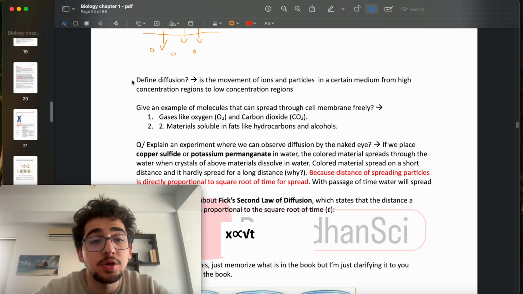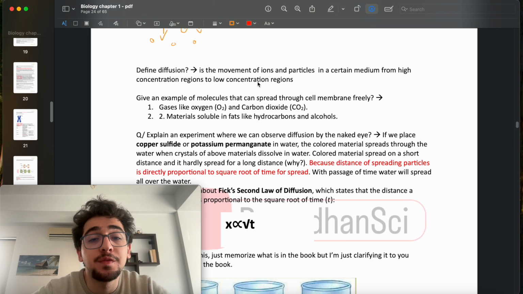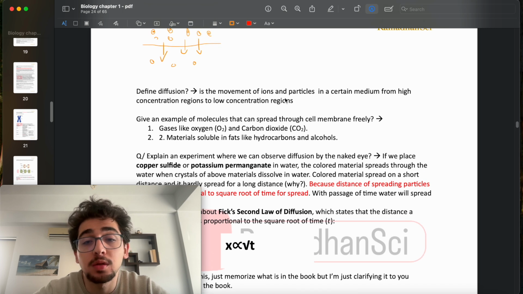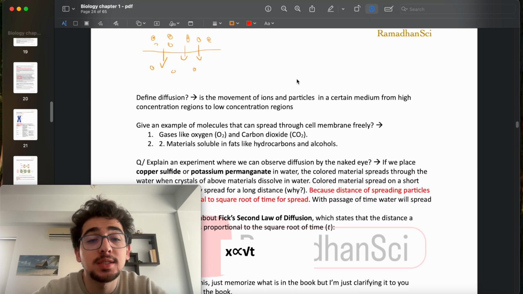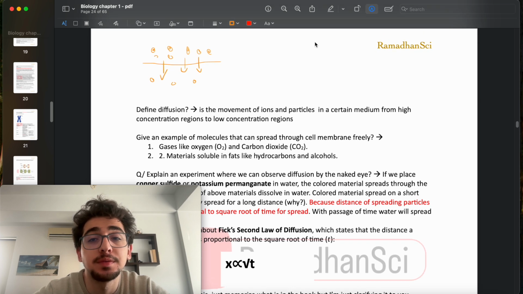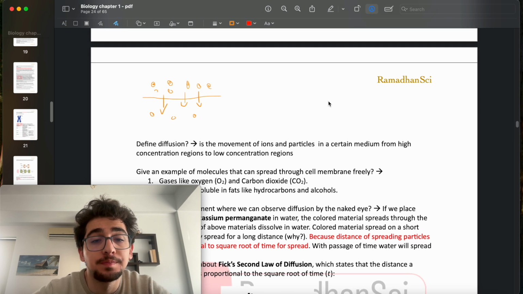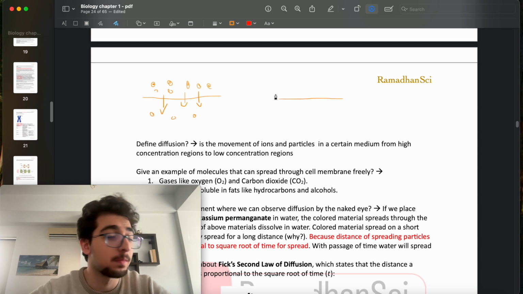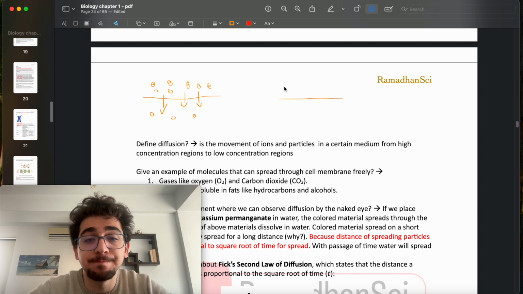So, let's start discussing diffusion. Diffusion is the movement of ions or particles from high concentration regions to low concentration regions. For example, let's say that I have a membrane here, and let's say that I have ions here. Let's say that this is sodium ions, or whatever ion there is. Let's say that I have a lot of concentration here, high concentration in this region. And here I just have little concentration.